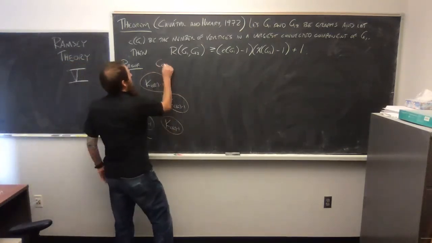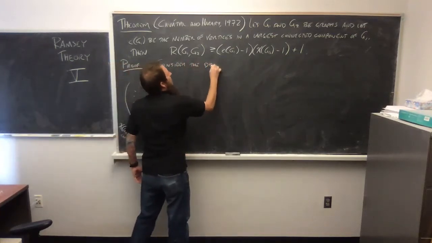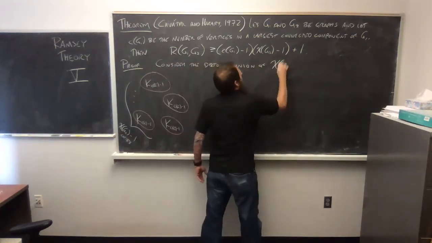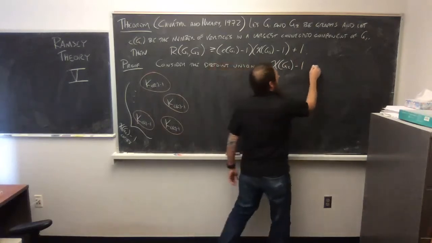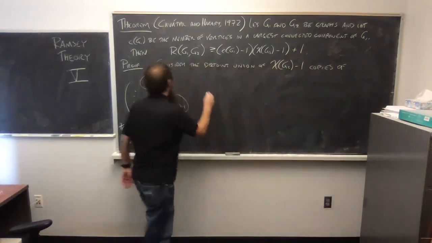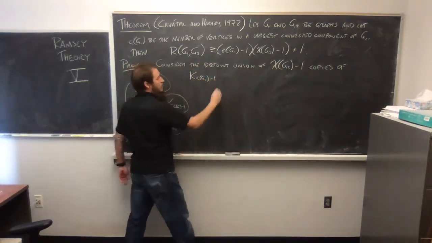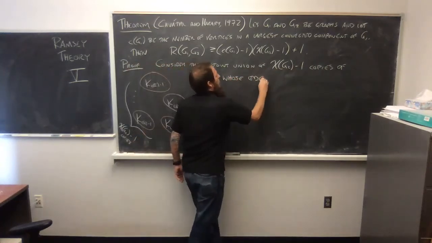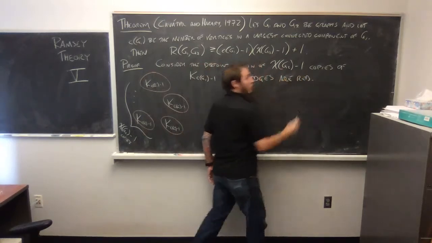So let's go ahead and consider the disjoint union of chi of G2 minus 1 copies of K sub C of G1 minus 1 whose edges are red.